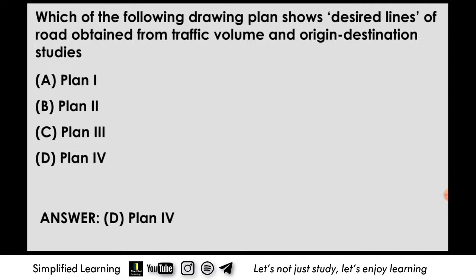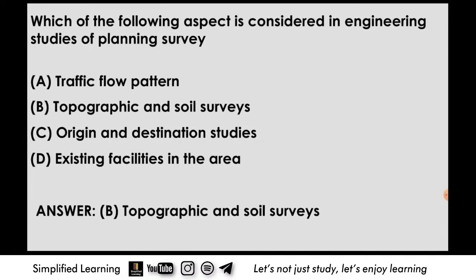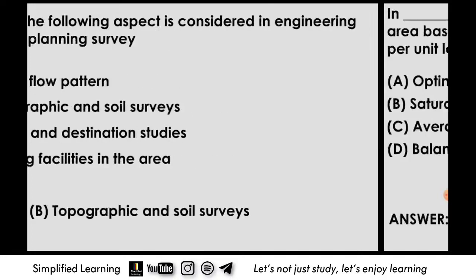Which of the following drawing plan shows desired line of road obtained from traffic volume and origin destination studies, and the plan is plan 4. Okay, plan 4. Which of the following aspect is considered in engineering studies of planning survey? Topographic and soil surveys are considered in engineering studies of planning survey.